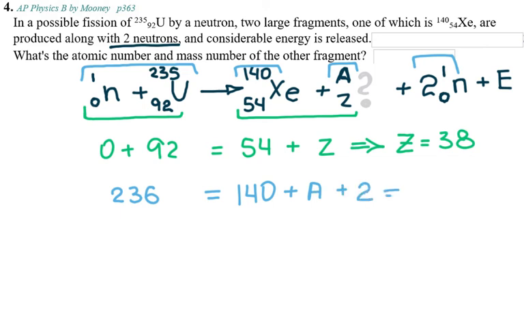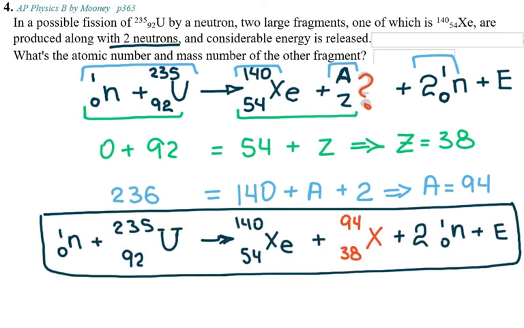So from here I can see that A is equal to 94. The new equation for this reaction would look like this. The element with the atomic number of 38 is strontium, so it looks like it might be an isotope of strontium.